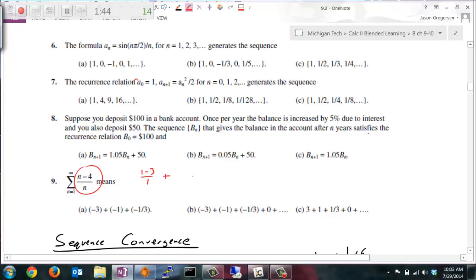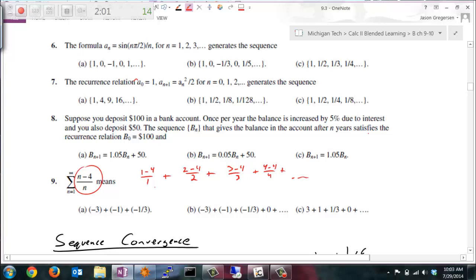Plus, write that stuff when n equals 2. 2, sorry, this is before. 2 minus 4 over 2. Plus all that stuff when n equals 3. 3 minus 4 over 3. 4 minus 4 over 4. So on and so forth.